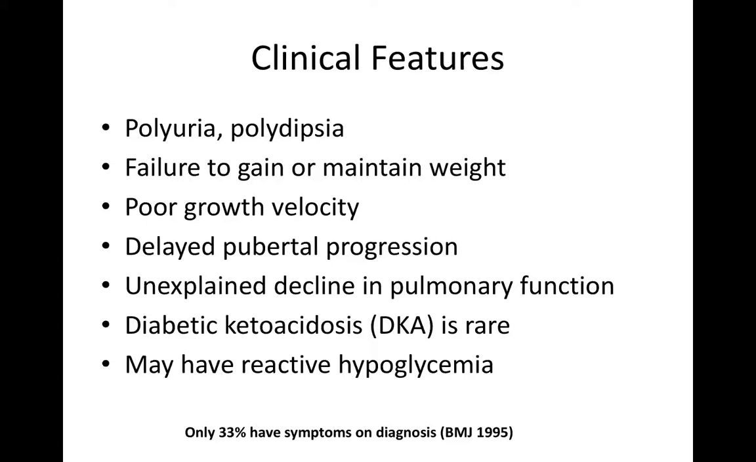Polyuria and polydipsia mean drinking a lot and peeing a lot because higher blood sugars make you thirsty. If you're a child, you might not go through puberty as quickly. You might have an unexplained decline in pulmonary function. More severe complications like diabetic ketoacidosis, which is a severe complication of type 1 diabetes, is really rare. Most people with CFRD do not suffer from that. And many people with CFRD have what's called reactive hypoglycemia, which is having a blood sugar that is low a couple of hours after eating.